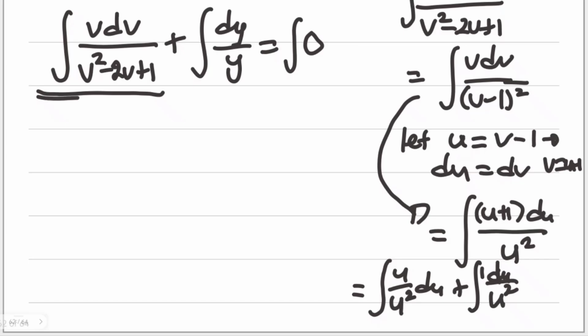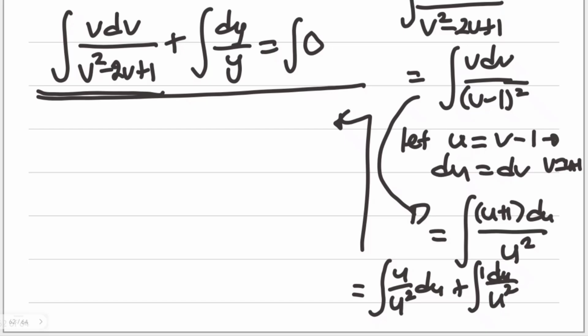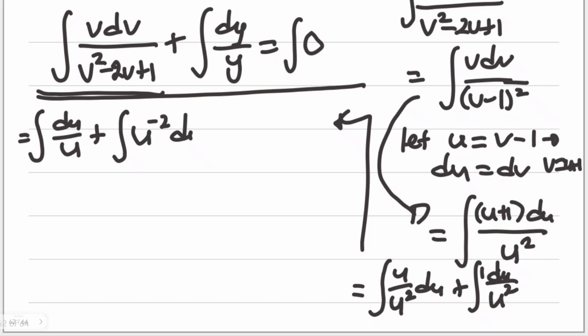Again, let me stop here in the meantime. Let me rewrite it here. I didn't expect that I don't have much space. I might be using another page here. So you will have here u over u squared du, which is just du over u, and then plus you will have the integral of u to the power of negative 2 du here, as this is u to negative 2.